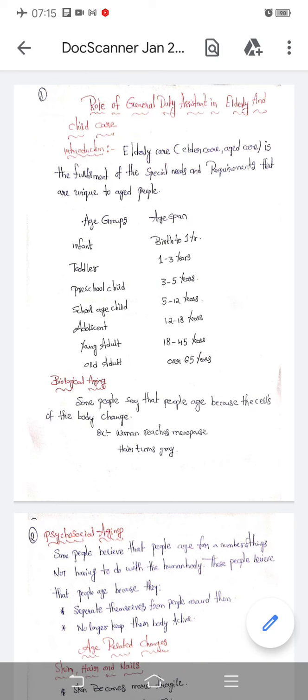Good morning, students. Today our topic is the role of a general duty assistant in elderly and child care. What is your role in taking care of elderly people and children? That we will discuss. General duty assistant is your job role. After completion of your course, you are going to get certification as a general duty assistant. What is your role in taking care of elders and children? That we will discuss today.